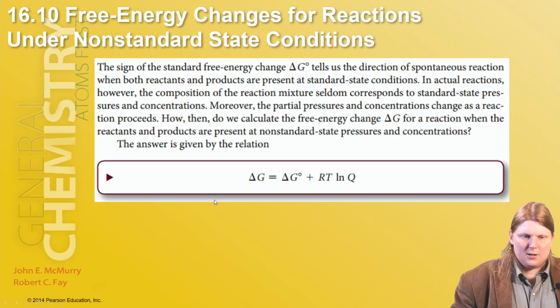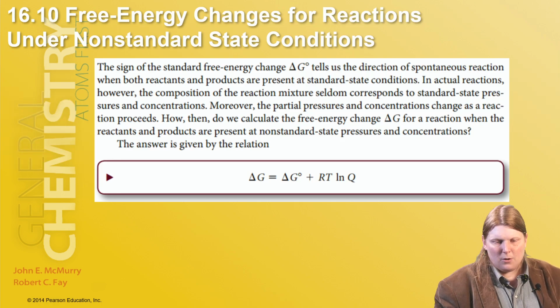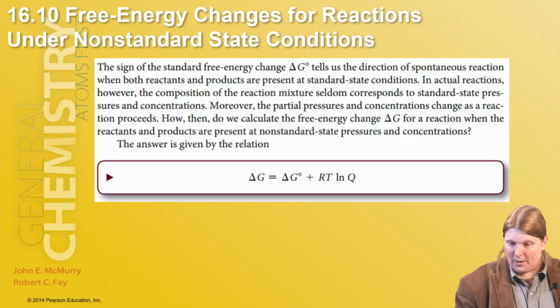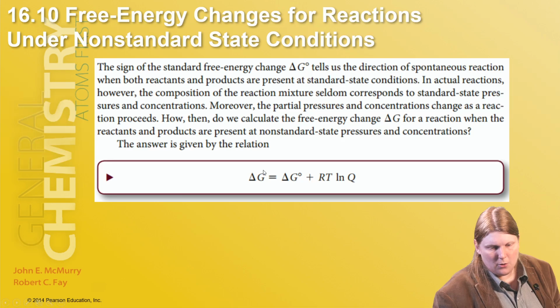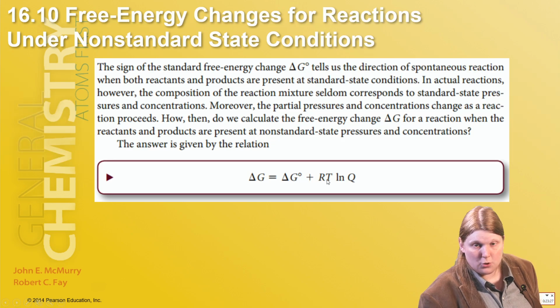So now we finally get to free energy changes for reactions under non-standard state conditions. This is the relationship between the standard state and the real state. This delta G, with no naught, with no little circle, is the real delta G under whatever conditions are present in Q and whatever temperature is plugged in here. This delta G naught is the standard state delta G.